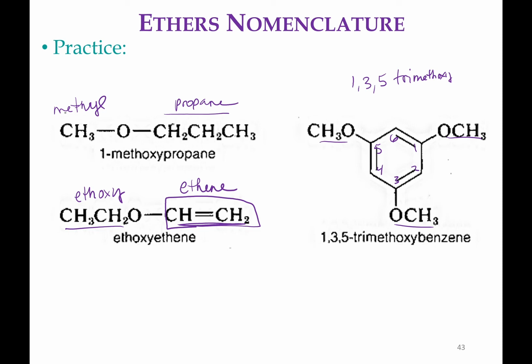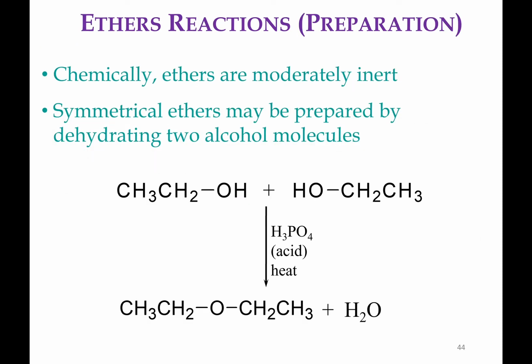What reactions do ethers undergo? Well, remember we said ethers are pretty moderate. They don't react very easily, but symmetrical ethers can be prepared by dehydrating 2 alcohols. We just saw that a moment ago. It has to be at a lower temperature. So with lower temperatures, acid and a little bit of heat, we're going to get symmetrical ethers. I'm not going to go into detail with this, and we're not going to practice it because we already did in this chapter.